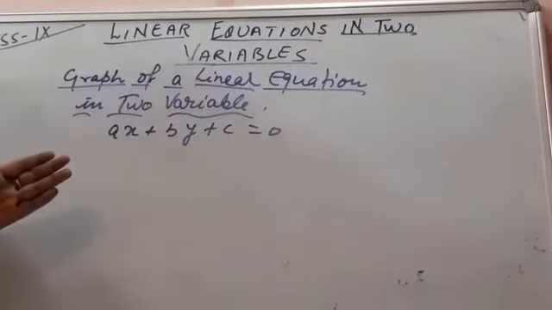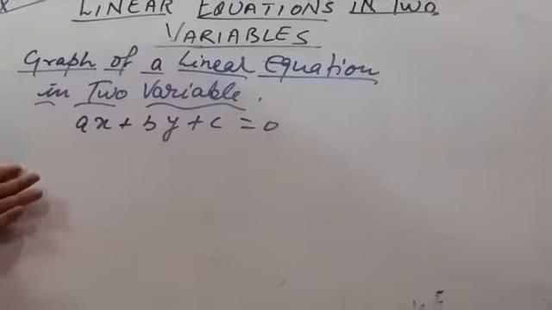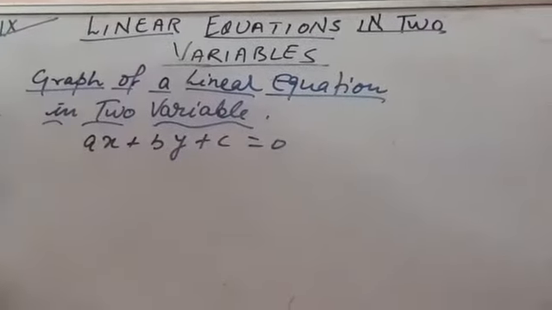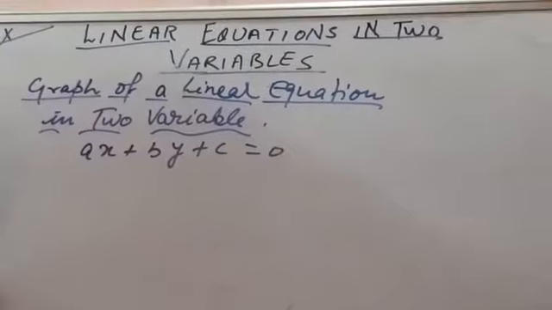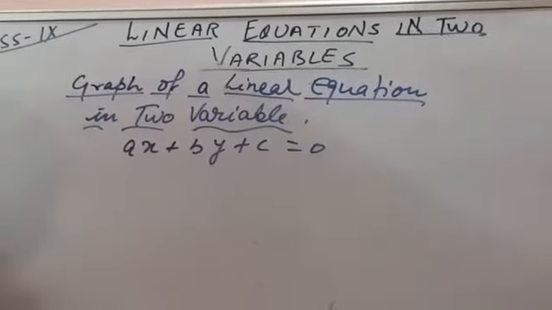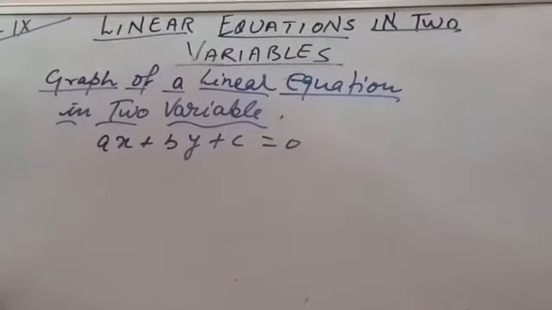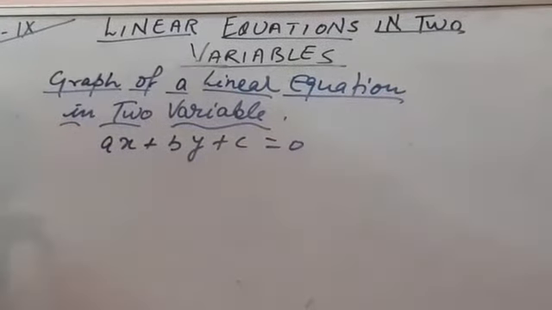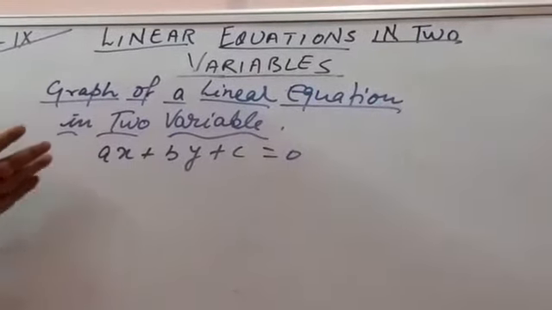So in the last video, I explained how to find the solution of the linear equation in two variables algebraically. One value you assume, the next one you find, and in this way you will be able to find the solution of a linear equation in two variables. Now here is the graph of a linear equation in two variables. You know why it is required? It is required simply to find the solution of two variables.